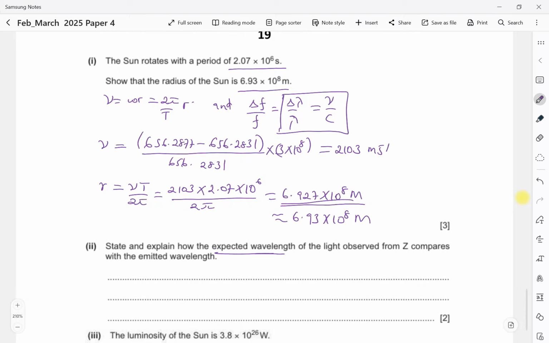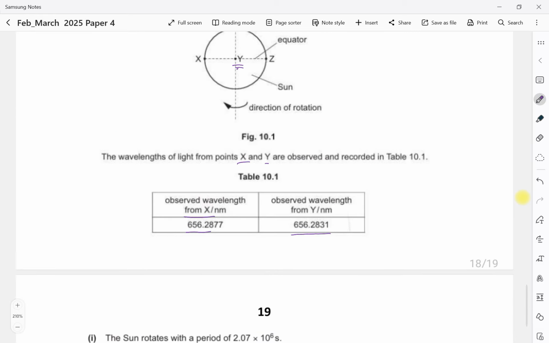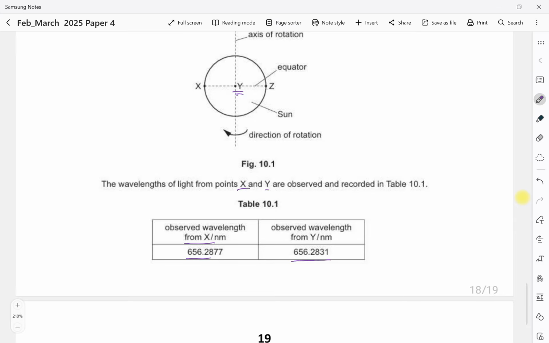The sun is moving in the clockwise direction according to this arrow. It is moving in the clockwise direction. So the wavelength at X was greater than that observed from Y. The wavelength observed from Y is this, and the wavelength observed from X is this. So if this rotation is clockwise, it means that Y is going to be moving towards the Earth.